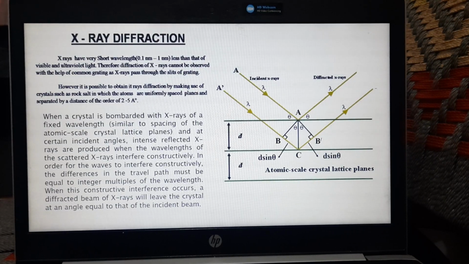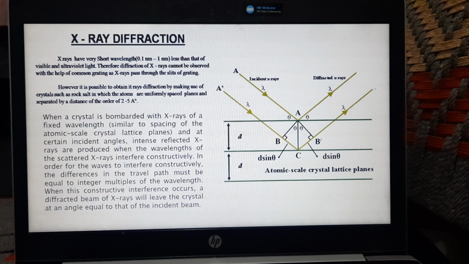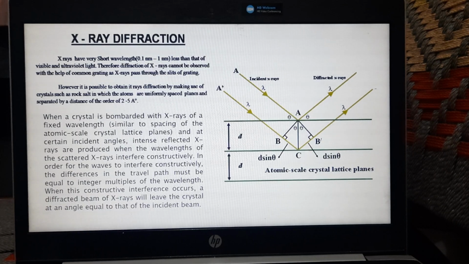So here is the Bragg's law actually. Bragg's law is utilizing the diffraction of the X-rays from a crystal structure. Crystal structure is a regular arrangement of the atoms within a solid structure. The distance between the atoms is acting as the diffraction grating. That is the grating element, the distance d.